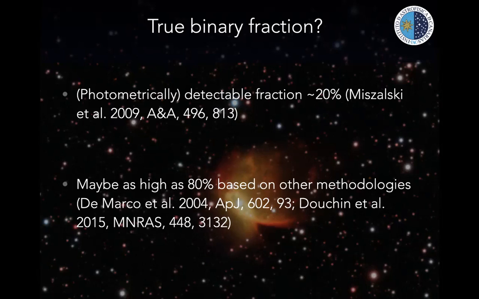And indeed, if we look at other, more indirect or less hard methods to determine binarity, like infrared excess or radial velocities, which are very complicated with these stars, then perhaps the fraction is even as high as 80%, but the jury is still out on that. In any case, we can be certain that a significant number of planetary nebulae, perhaps most, are the result of a binary evolution, and that helps us explain their morphologies.